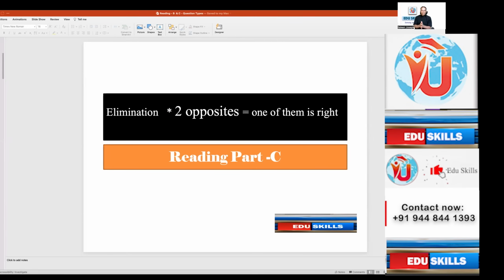Now I am taking another text from part C. Randomly, I took a material, and from that I have taken B and C. Now again, elimination of opposites. One of them is right. You know, there are 4 options here.